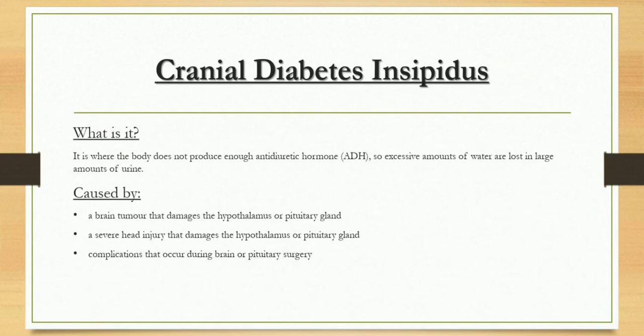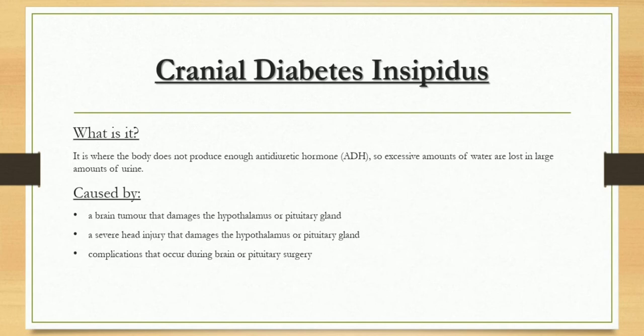First, cranial diabetes insipidus. Okay, what is cranial diabetes insipidus? It is where the body does not produce enough antidiuretic hormone, ADH, so excessive amounts of water are lost in large amounts of urine. For your information, ADH helps to control blood pressure by acting on the kidneys and in the blood vessels.